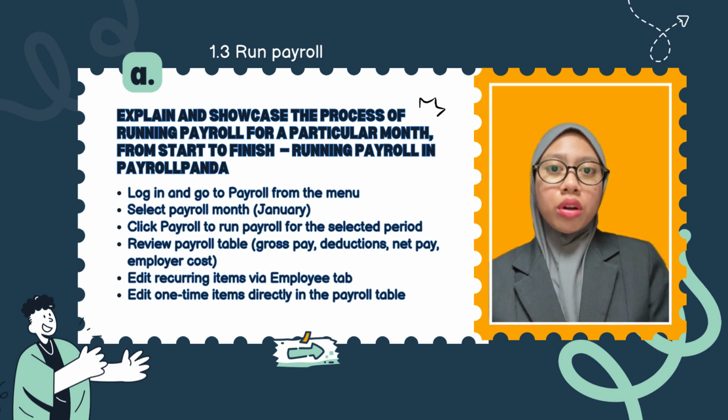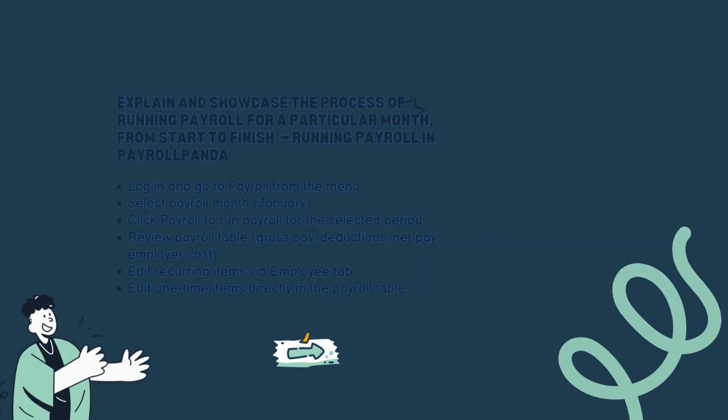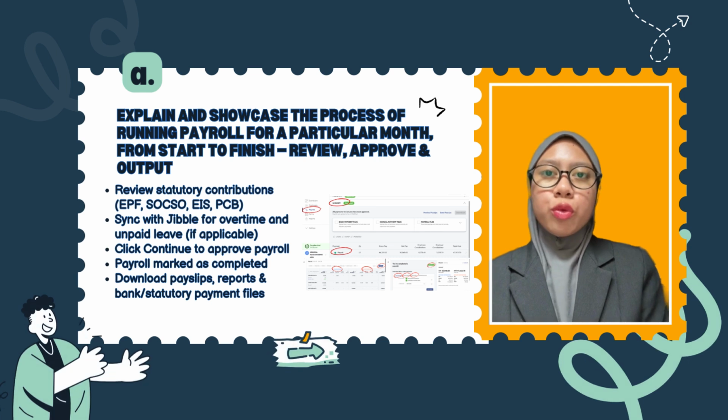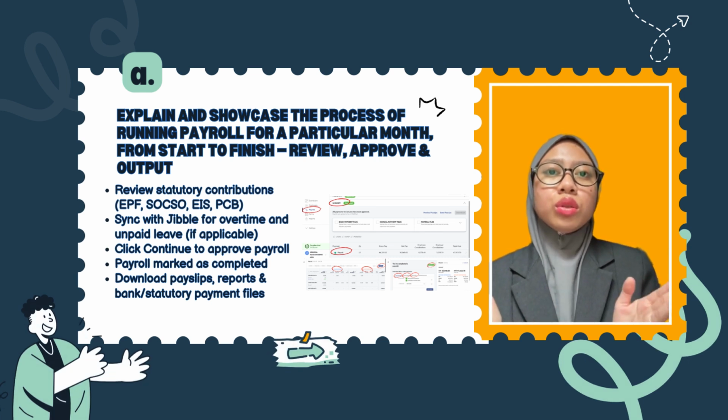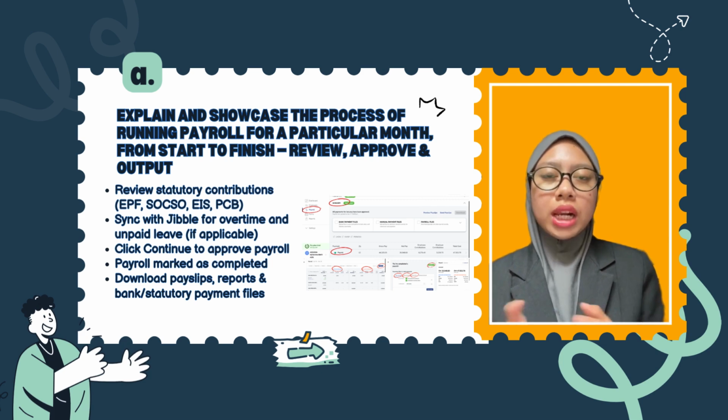One-time items such as bonuses, salary adjustments or unpaid leave can be edited directly in the payroll table for that month only. Next part is review, approve and output. So we review statutory contributions. Payroll Panda automatically calculates EPF, SOCSO, EIS and PCB based on employee profiles and earnings. While calculations are automated, it is essential to verify that all amounts comply with statutory requirements before finalizing payroll.